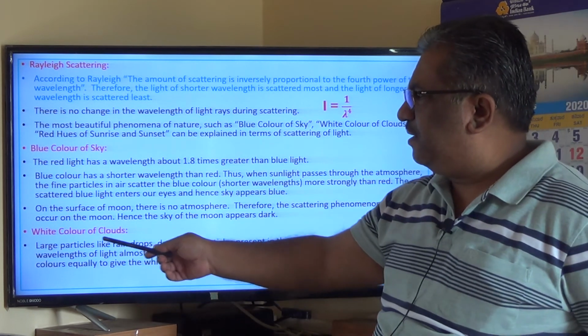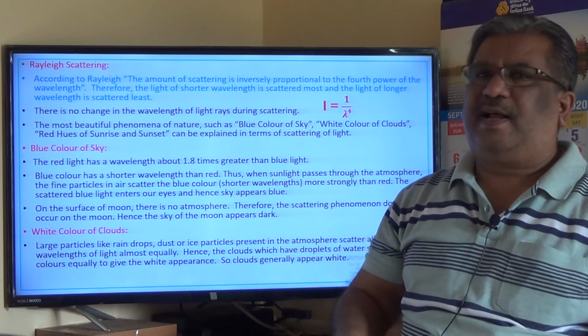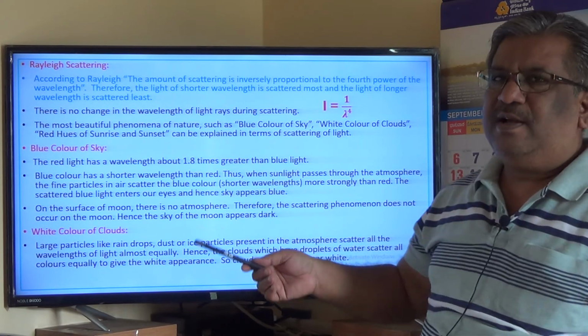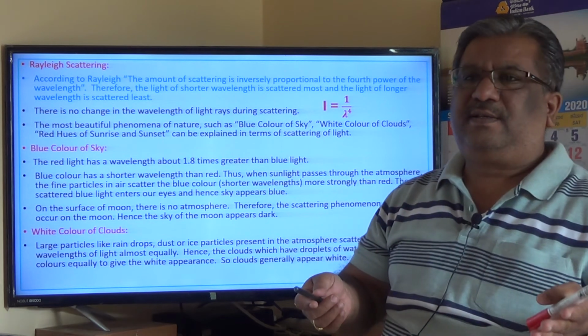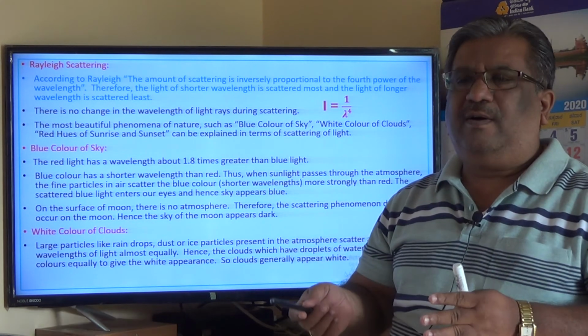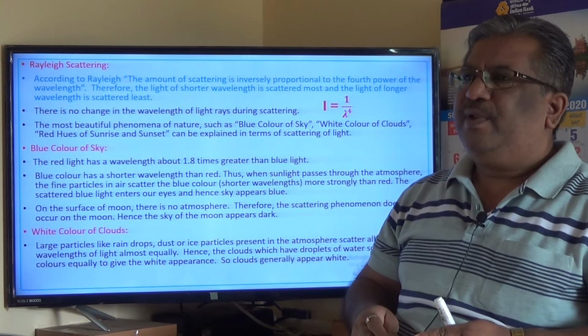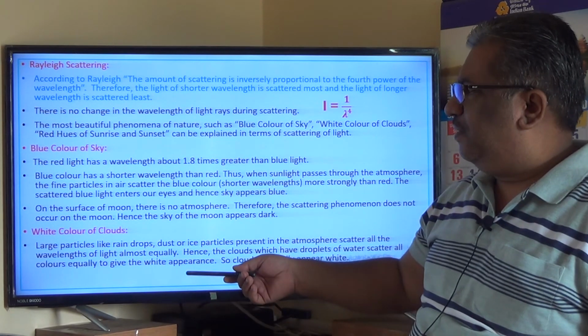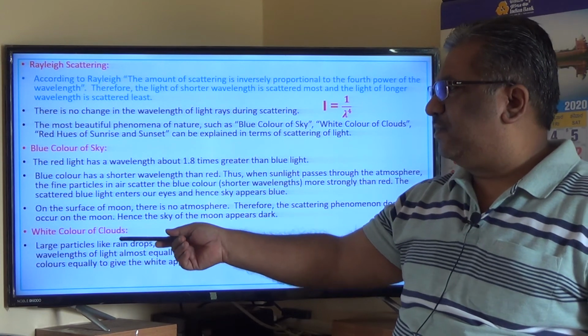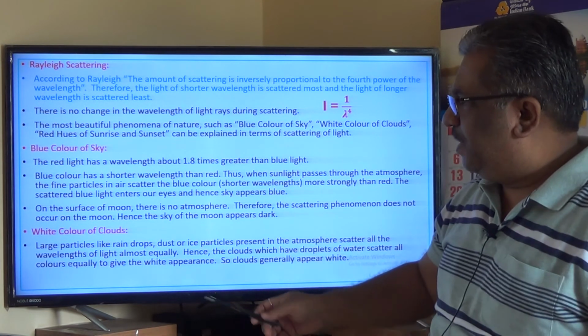What about the white color of the clouds? It consists of larger particles such as water droplets, which will scatter all colors by equal amount, and hence the net scattering effect is nullified, and therefore the colors of the cloud appear to be white. So let us see here.